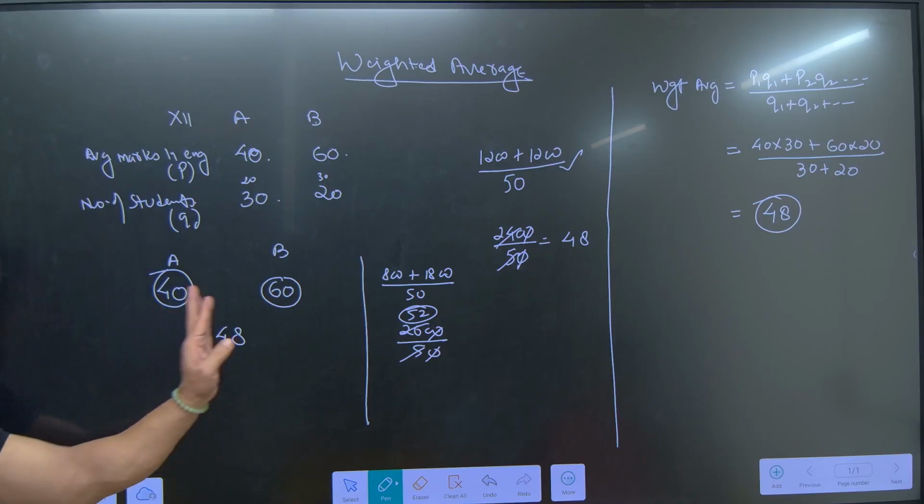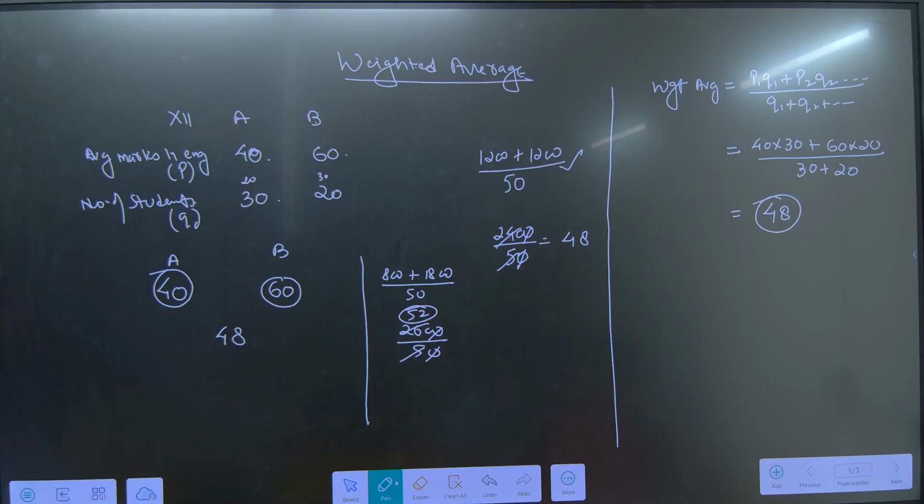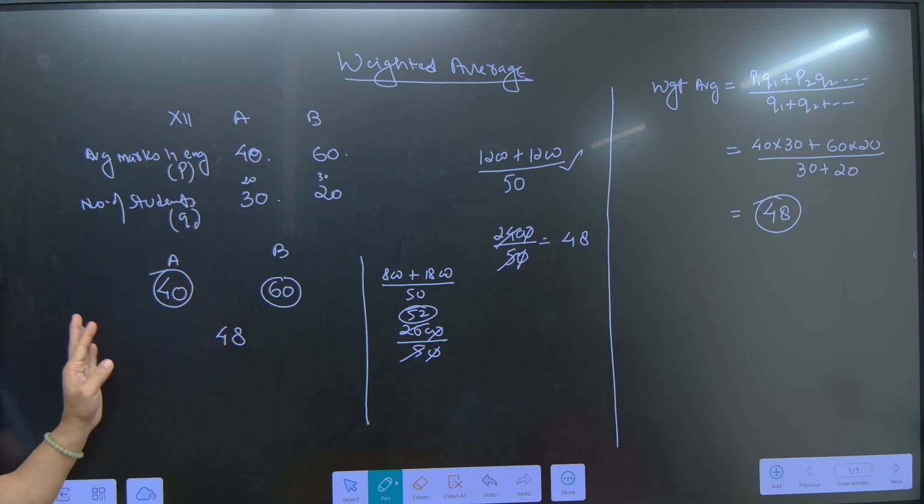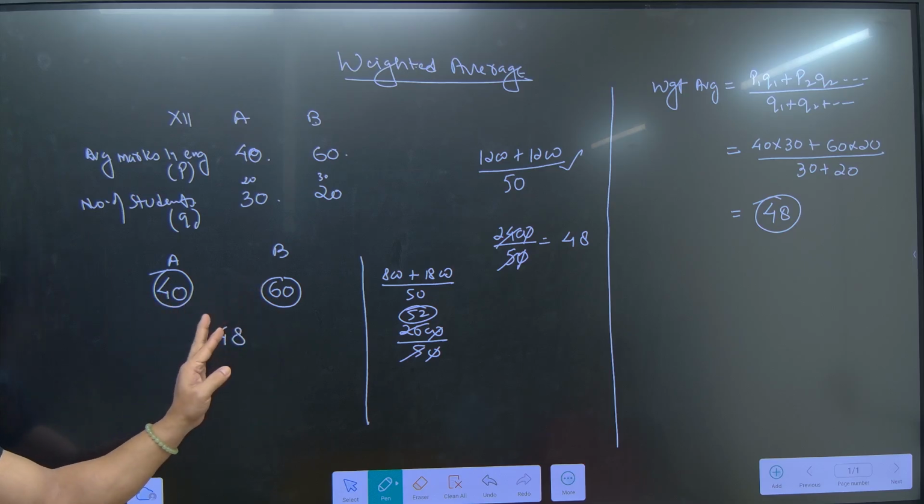Which is closer to what? Second case, 60. That means more number of people will be taken. So weighted average, मतलब जिसका weight ज़्यादा है, average will tilt toward that, right? Weight ज़्यादा मतलब ज़्यादा लोग हैं. So first thing is clear to all of you, right?